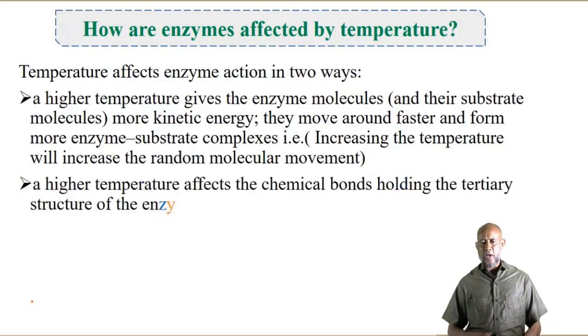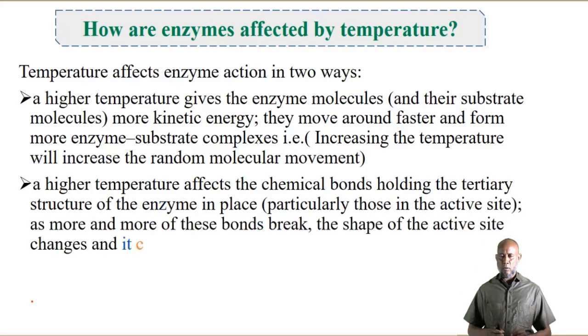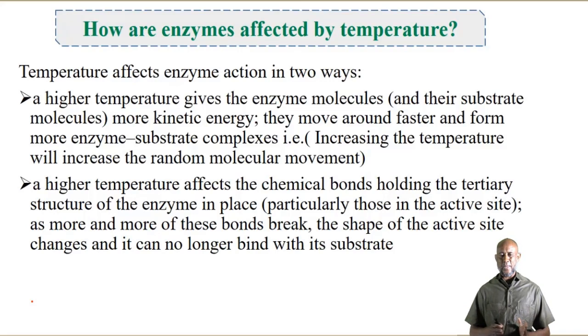A higher temperature affects the chemical bonds holding the tertiary structure of the enzyme in place, particularly those in the active site. As more and more of these bonds break, the shape of the active site will change, and it can no longer bind with its substrate. That's why we say enzymes are extremely sensitive to higher temperature. Of course, increasing the temperature increases the rate of the reaction, but an extreme increment in temperature can change the shape of the active site.